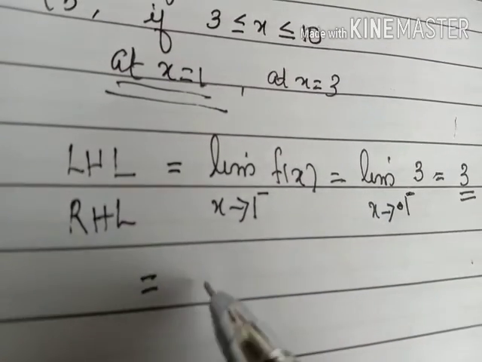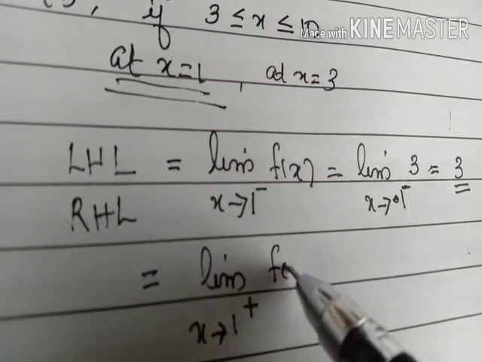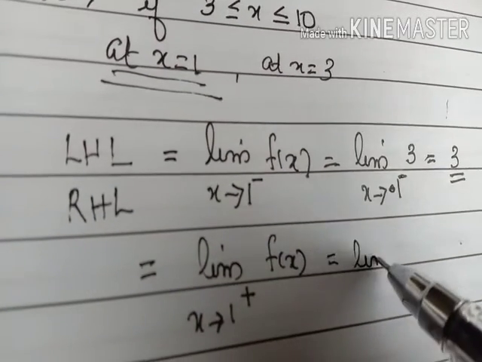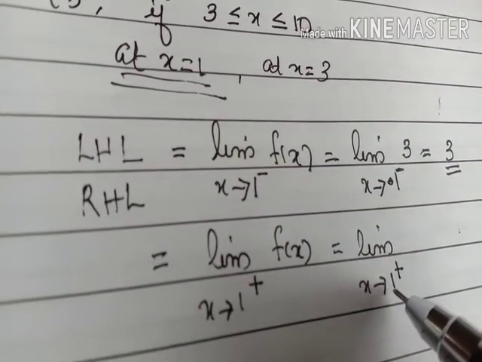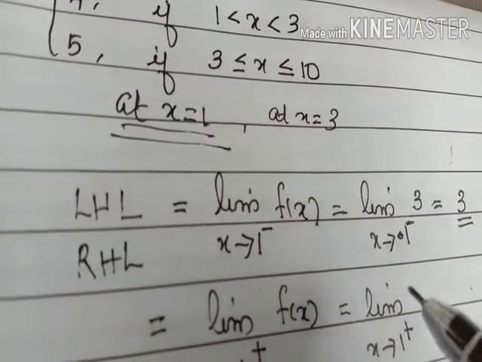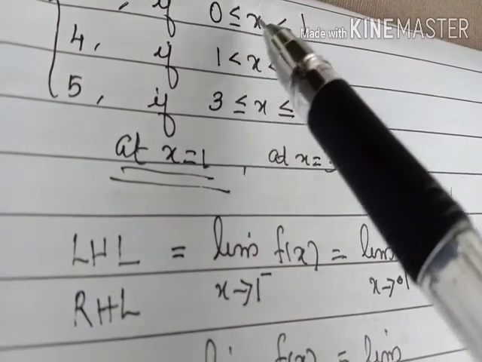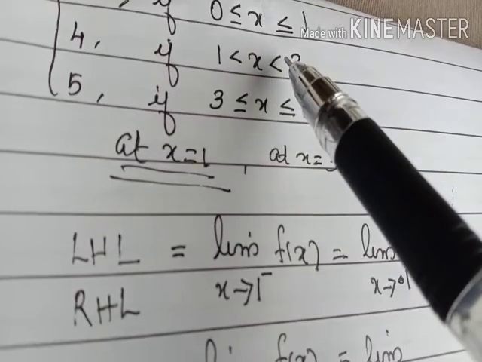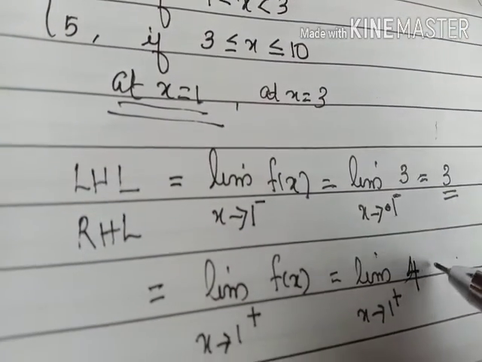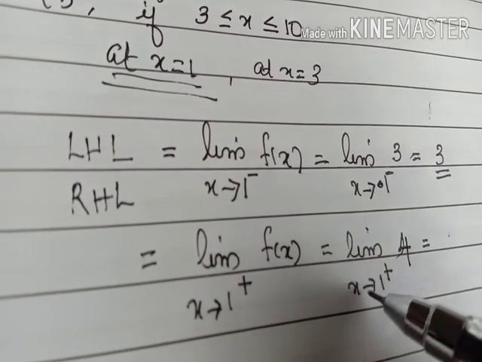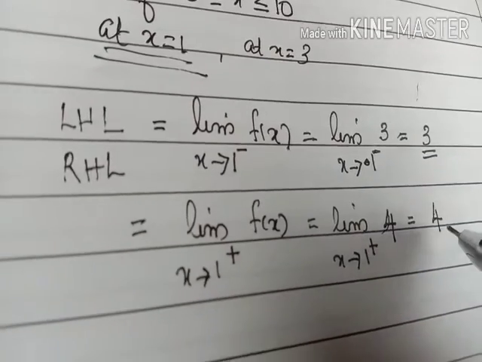Now the right hand limit. Right hand limit equal to limit x tends to 1 plus f of x. Now 1 plus means more than 1, greater than 1. Look at here, in this interval it is up to 1. Now more than 1 belongs to this interval, and in this interval f of x is defined as 4. So replace f of x by 4. 4 is a constant, there is no variable, therefore the limit of a constant is the constant itself. So the right hand limit equals 4.